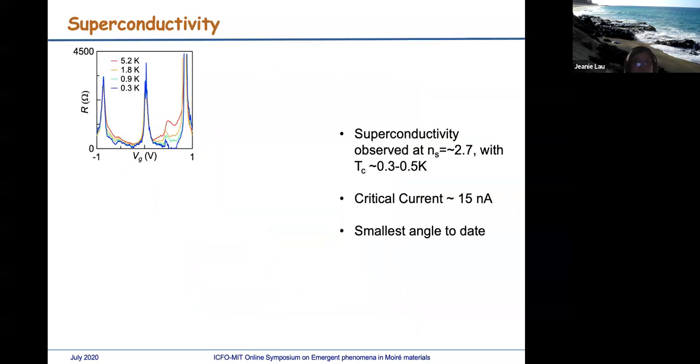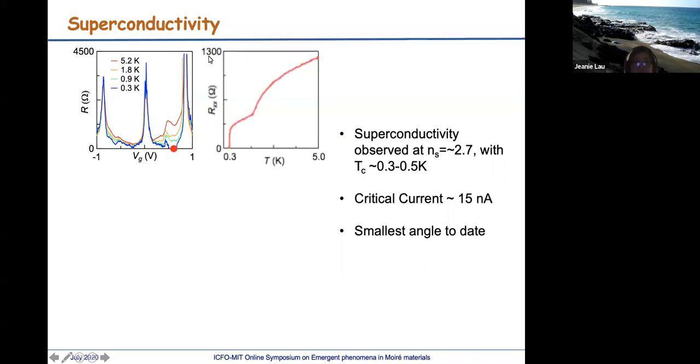We can take a more detailed look at this region. We follow the resistance of this region as a function of temperature, and this is what we see. We start out at roughly 1.3 kilo-ohms, and then we have a two-stage drop of the resistance, which drops to 0 within the measurement error. The Tc, looking at the last stage of the drop, is roughly 0.3 to 0.5 Kelvin.